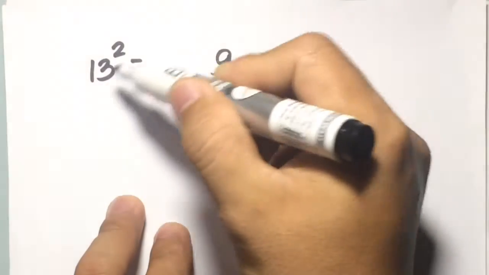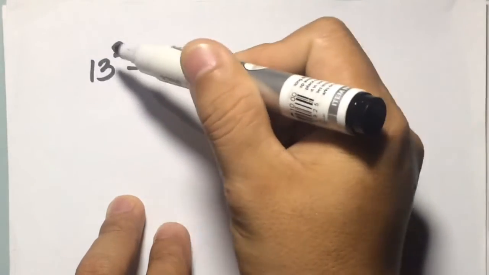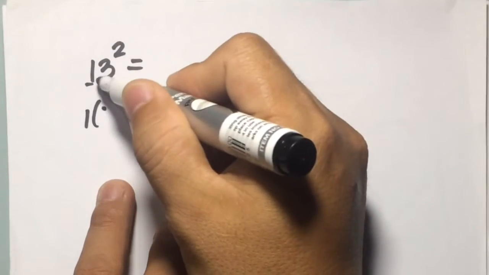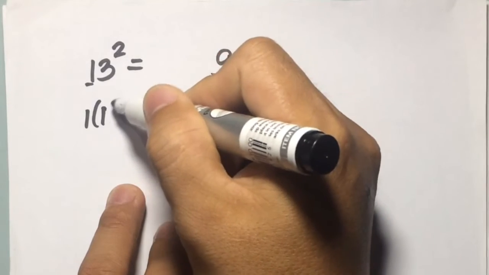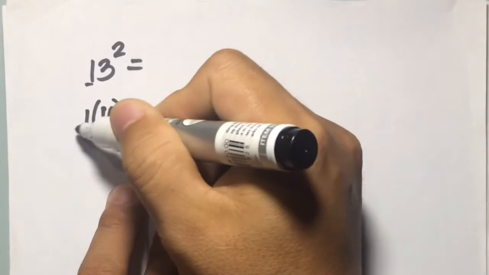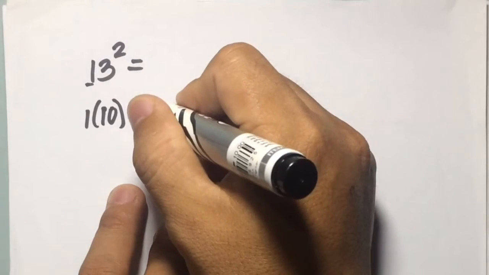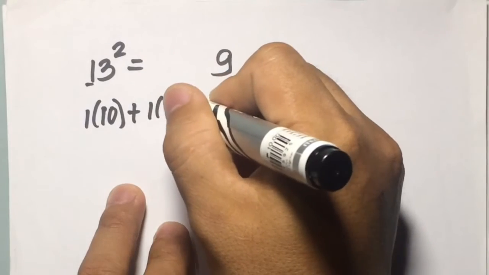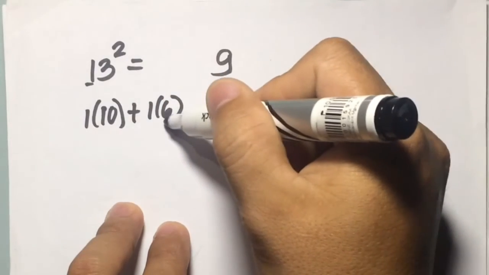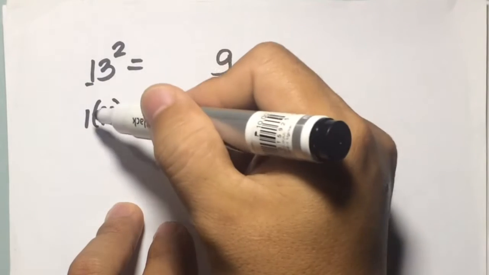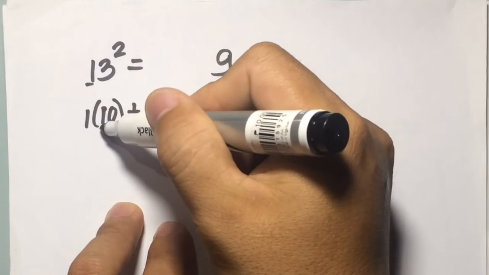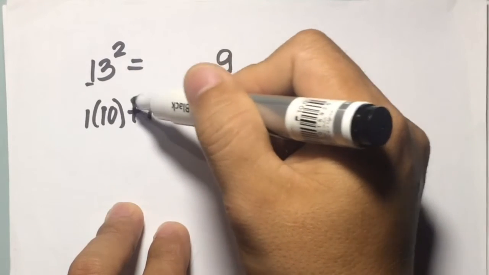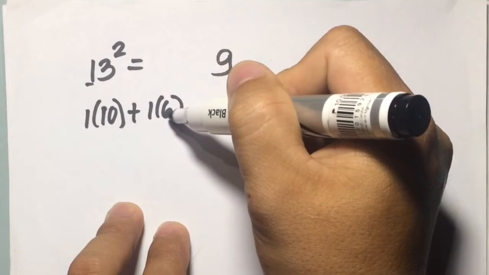The next is you're going to look at the first digit of the number. So the first digit is 1. So you're going to have 1, then just add 0, so you're going to have 1 times 10. Then you're going to add the first digit times 6. The constant here is 6. It is always 6. So again, 1 plus 0, 1 is the first digit, so 1 times 10, plus 1 times 6.